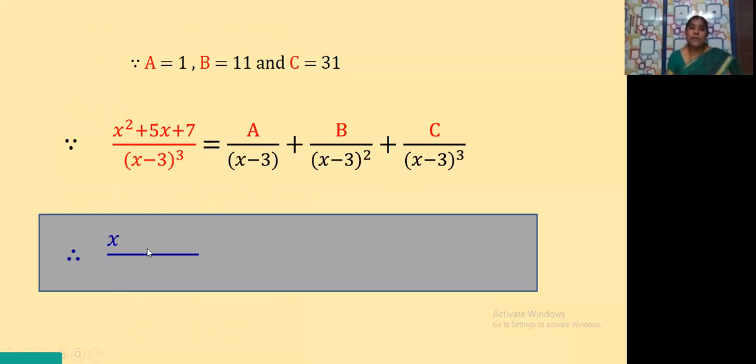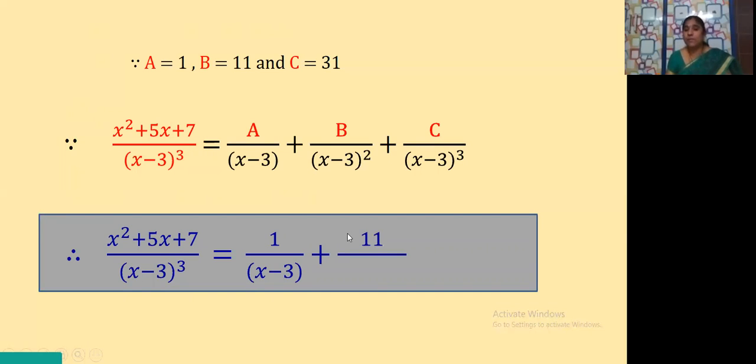So with that we get x square plus 5x plus 7 by x minus 3 whole cube is equal to, what is A here? 1. 1 by x minus 3 plus 11 by x minus 3 whole square plus C. What is C? 31. 31 by x minus 3 whole cube. So like this we have to solve the sums. Okay. In the first one, what we did was substitute values for x.